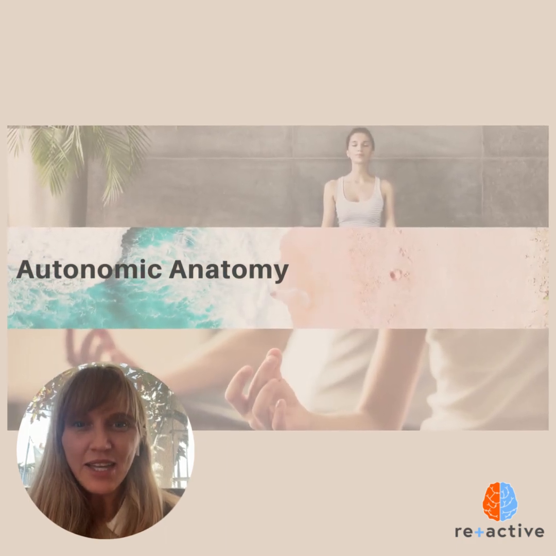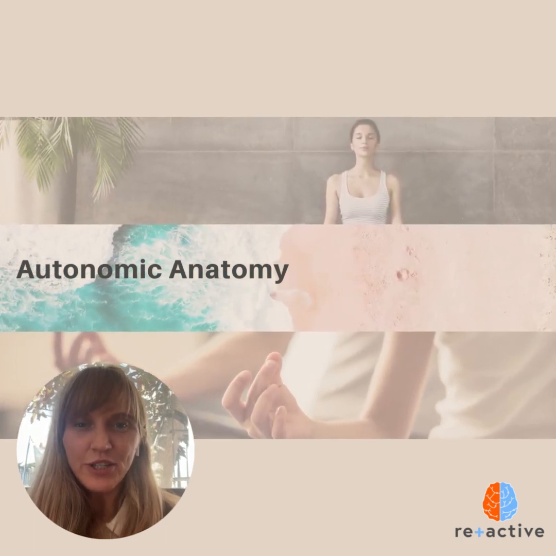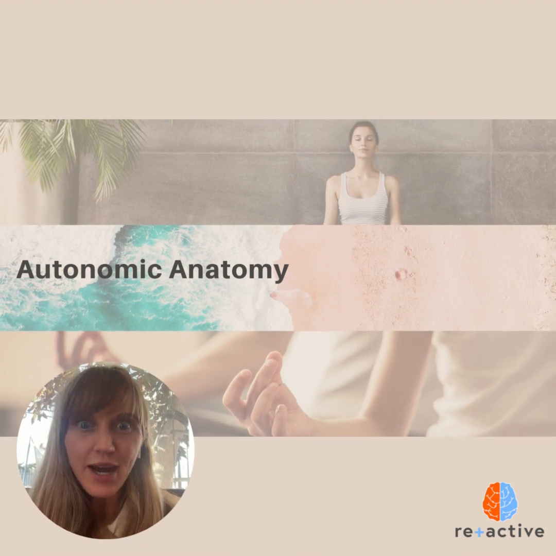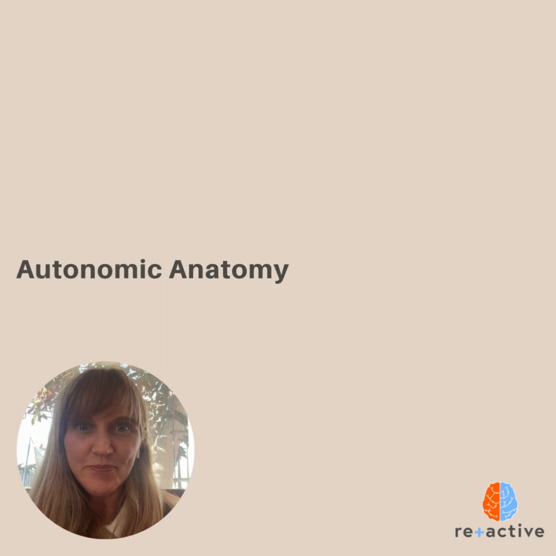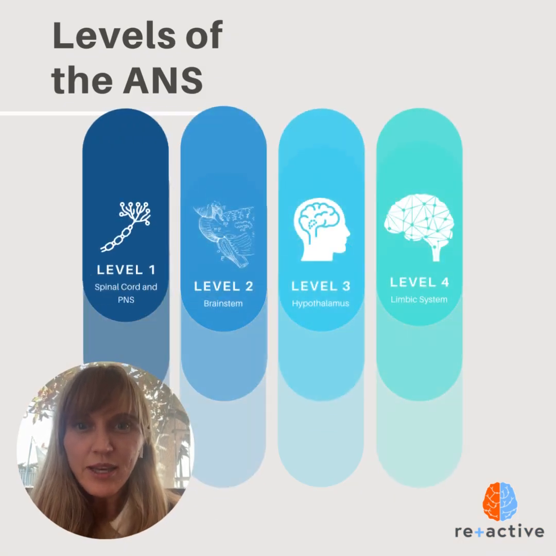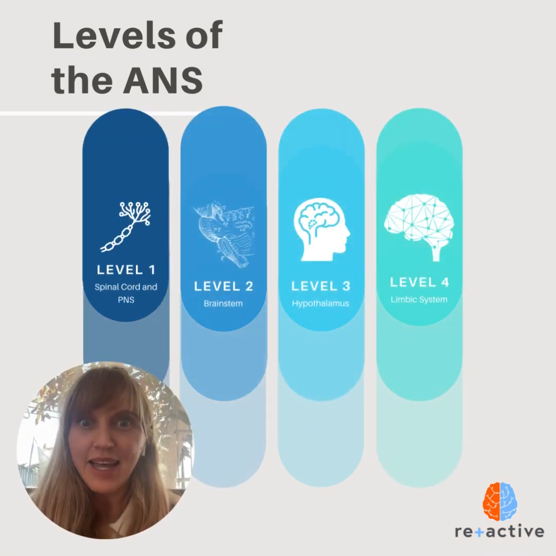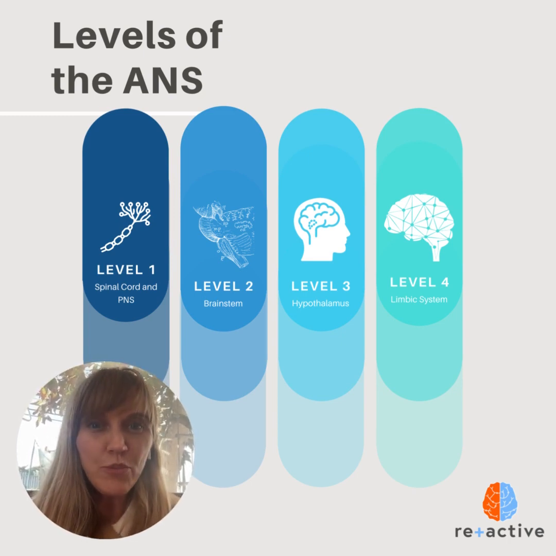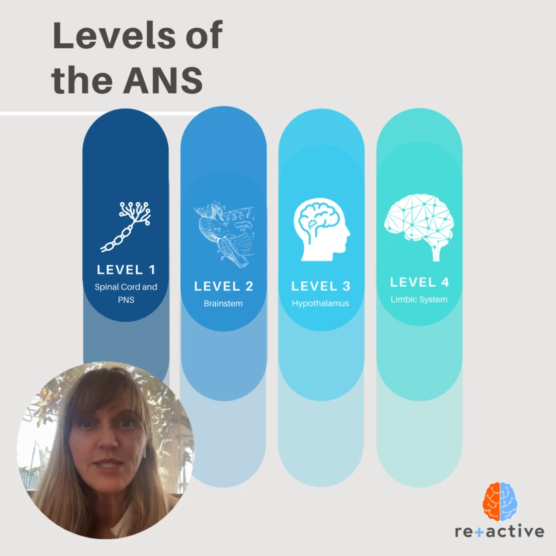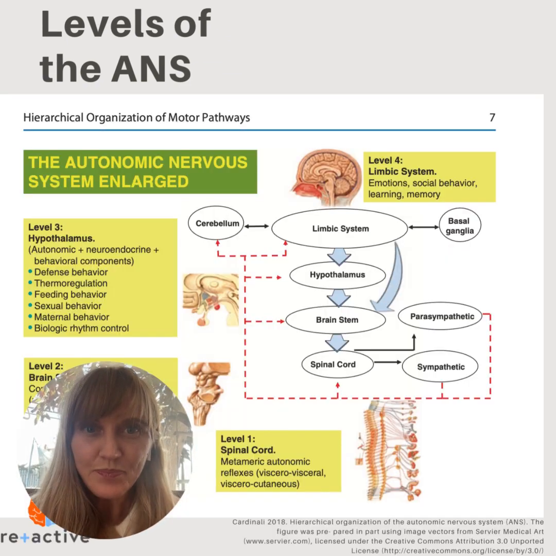Let's talk about the anatomy of the autonomic nervous system because it goes beyond just what we often think about, which is the vagus nerve. If you look at anatomy textbooks, you'll see several levels of the nervous system involved, from the most peripheral in the peripheral nervous system to the spinal cord, working our way up to the brainstem, the hypothalamus, and then the limbic system.